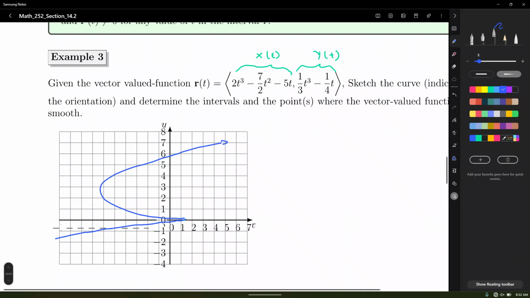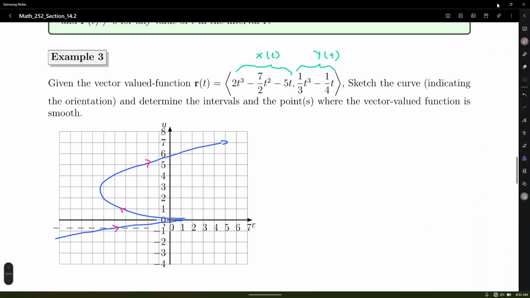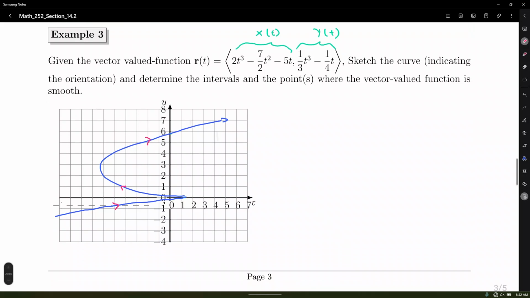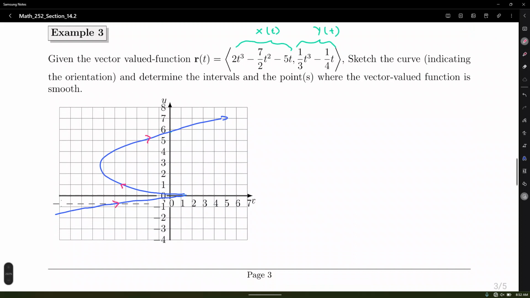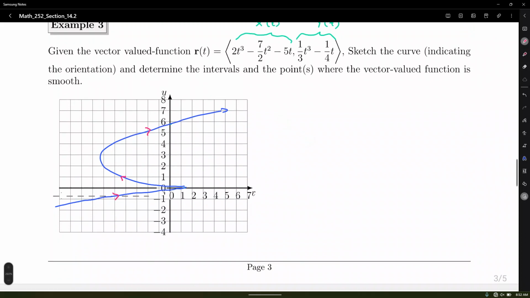Now, from this graph, you can see the sharp corner. That is where the derivative of the vector valued function is not defined. So how about we do the calculus for this to find the values of t at which the function is not differentiable, or rather, not smooth. It's differentiable but not smooth, rather, because we may not find the tangent vectors at those points. So let's find r prime of t.